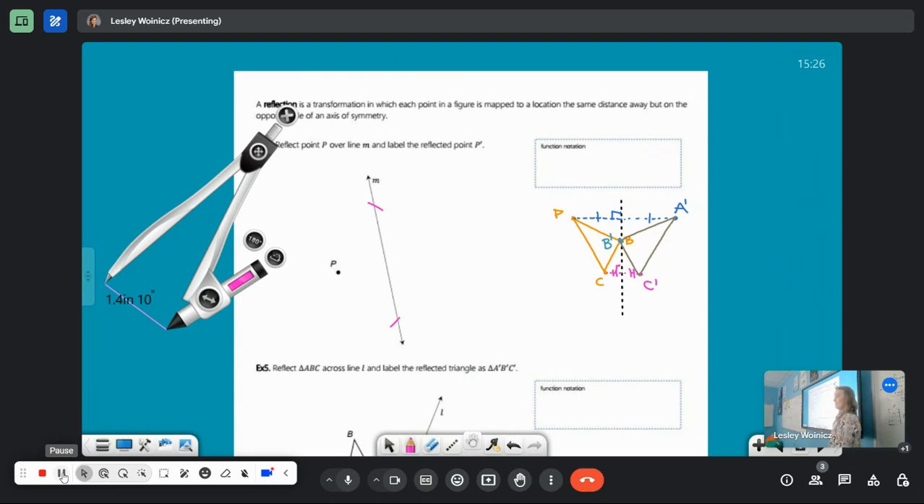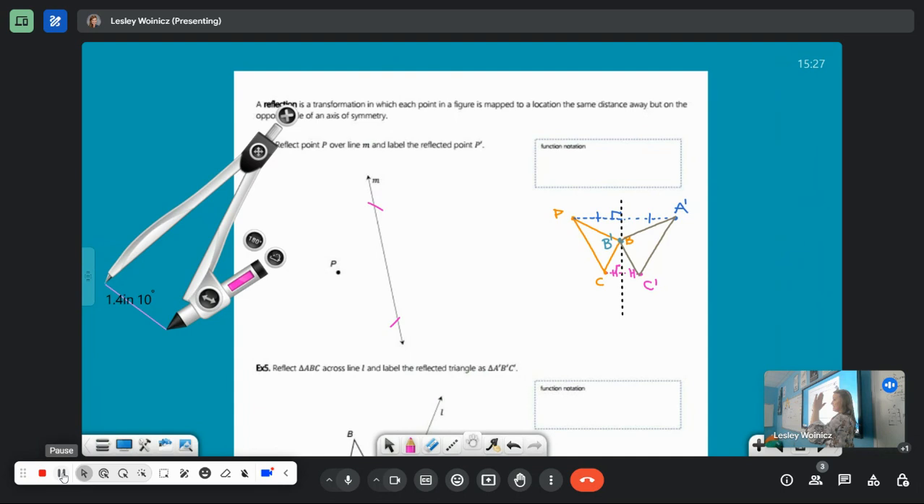Now, pretend that this is a segment, because it is. You guys know how to do a perpendicular bisector for a segment, right? Can't we just do a perpendicular bisector for that segment that we just made? Okay, and then P and its image, P prime, should be on that perpendicular bisector.